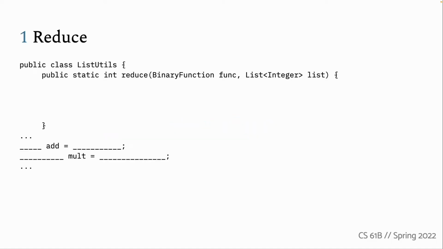Like I said, quick review. Let's get into the worksheet. In this situation, there's a lot of stuff on the worksheet, and there's not a lot here. But the idea is we are going to fill in this reduce function in this list utils, and we're going to create 2 classes that extend this, one that does addition and one that does multiplication.